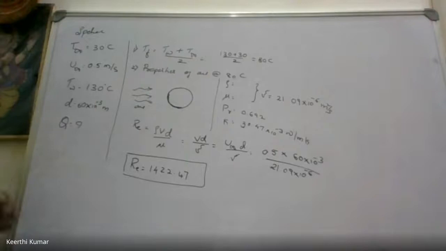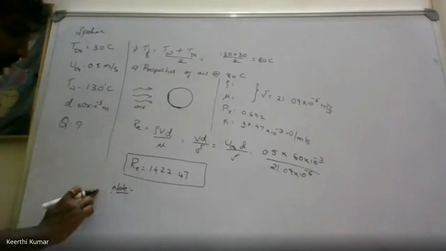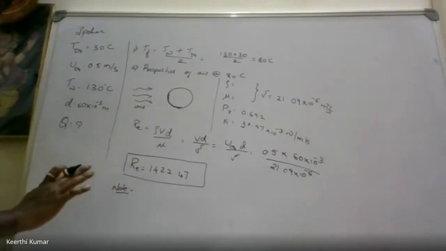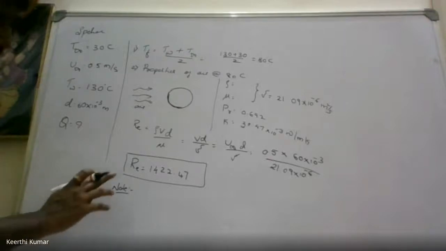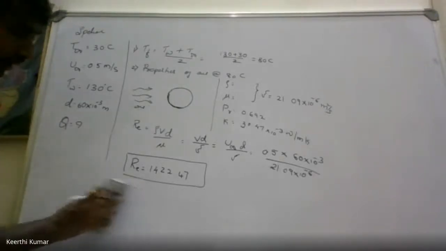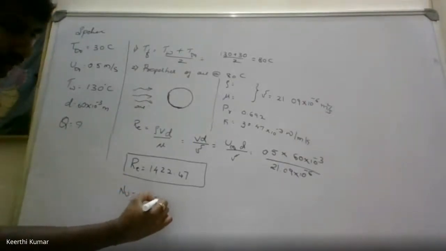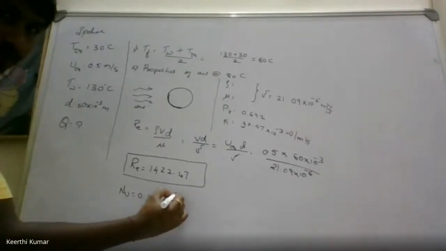What is that Nu? First we'll write a note: whether it is laminar flow or turbulent flow, that is required for us. In the next line of flow over spheres, he has given Nu equal to 0.37 Re to the power of 0.6. I can use that equation only if the Reynolds number is greater than 17 and less than 70,000. Instead of writing a note, you can write directly: Nu is equal to 0.37 Re to the power of 0.6.